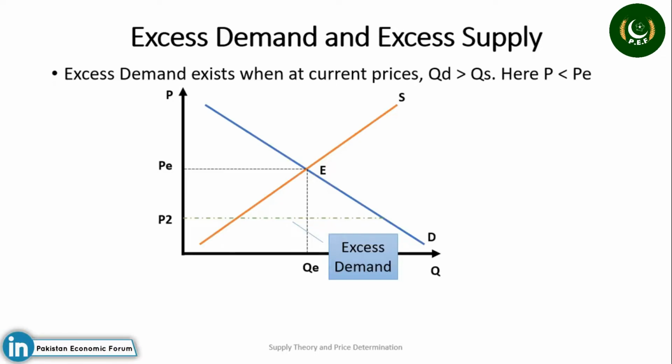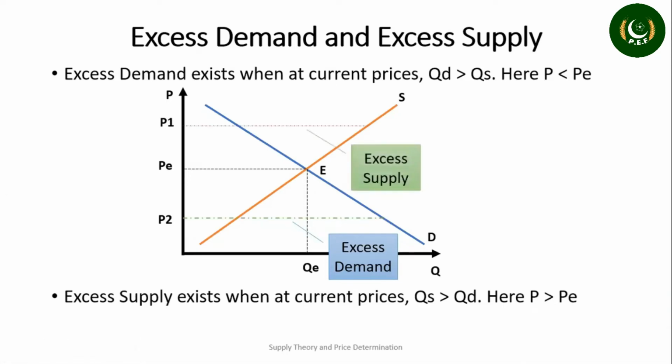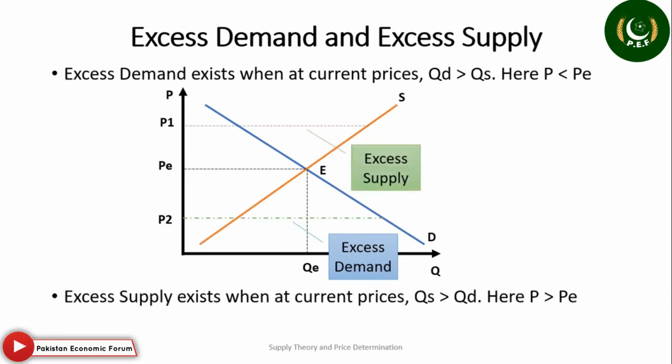There are many consumers who are willing and able to purchase the commodity, but they are unable to find it. Therefore, they will be willing to pay a higher price to get the commodity. The opposite happens when the price is above the equilibrium level.